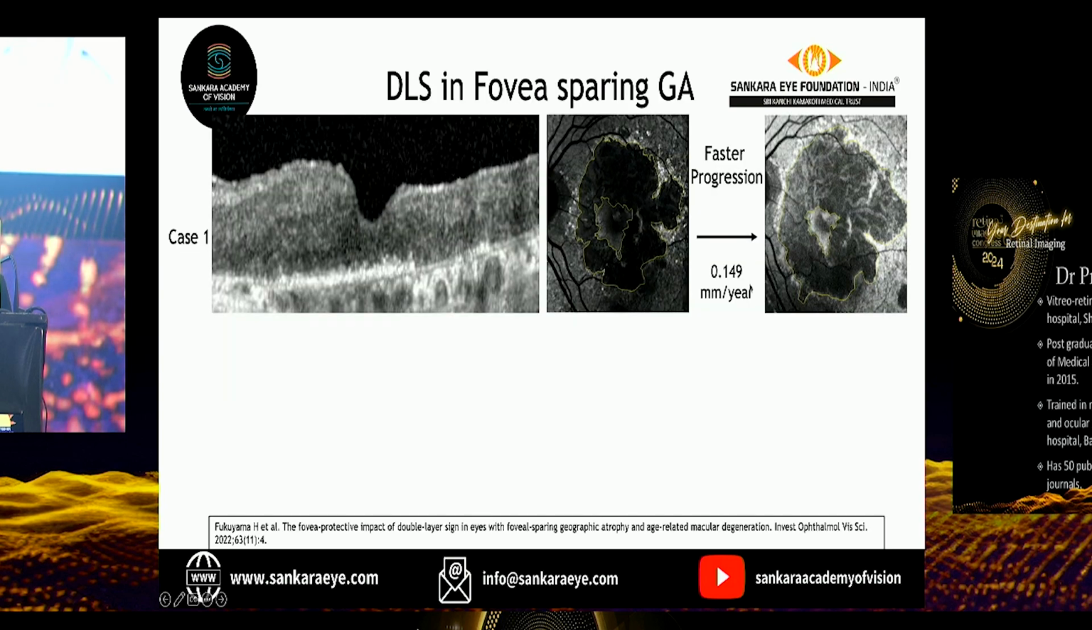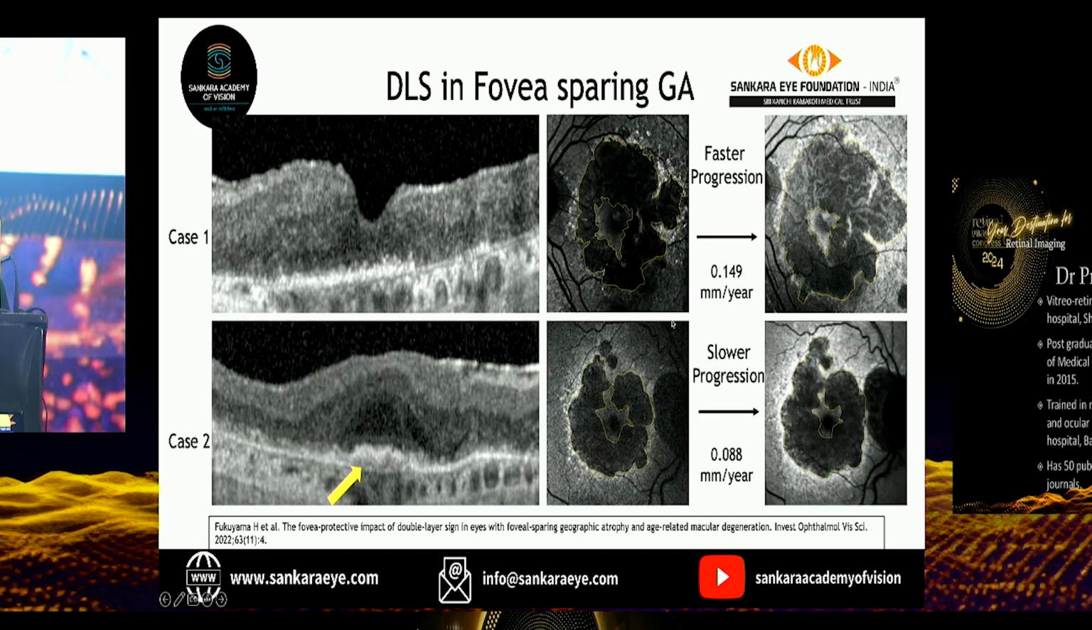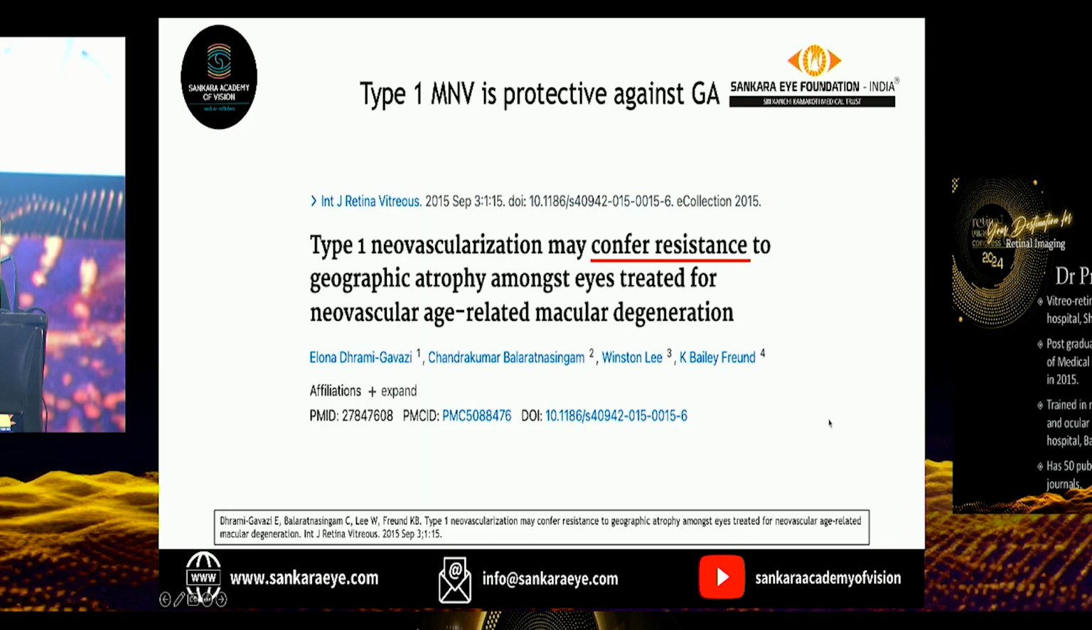A retrospective study identified that the presence of a foveal double layer sign is protective against progression of geographic atrophy. This is an example from that article. We can see that there is no DLS here, and there is a very fast progression of geographic atrophy towards the fovea, whereas here, in a patient with presence of DLS, the rate of progression is slower. We can see that the fovea is still preserved. Similar observations have been noted in other case series, in which they noted that the presence of macular neovascularization is protective against geographic atrophy. Let's try to understand this.